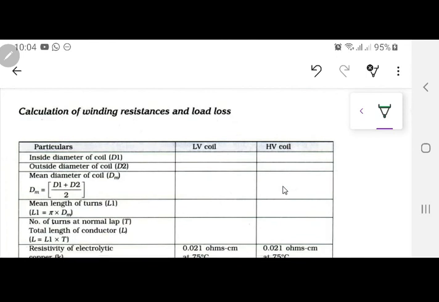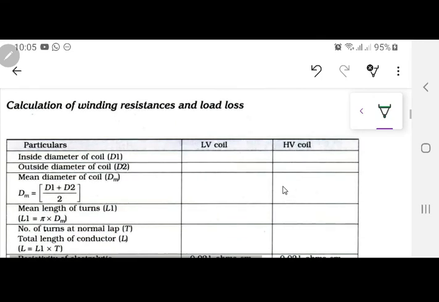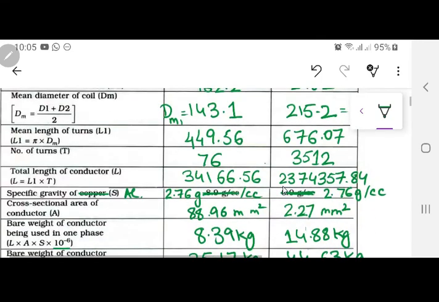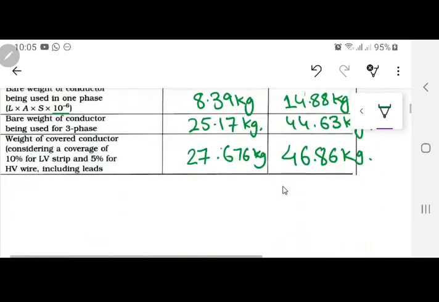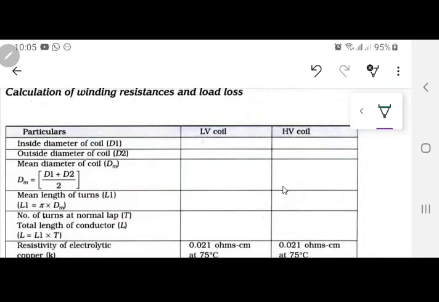Just give me the data, same data over here. Now this is actually the winding resistance and the load loss. Same data, just as we did it for the weight. What is the inside diameter of the coil? What was it above? 124. Just repeat it over here. 124. This one 162.2. Okay, tell me the mean diameter.